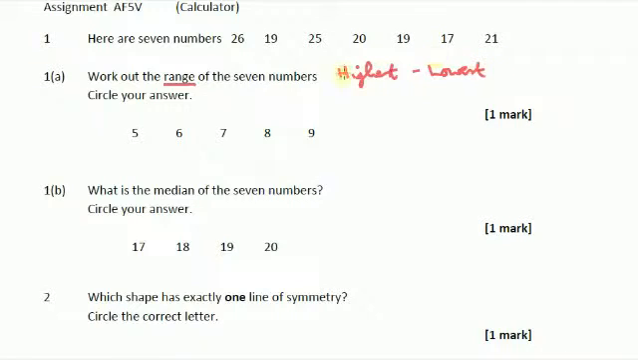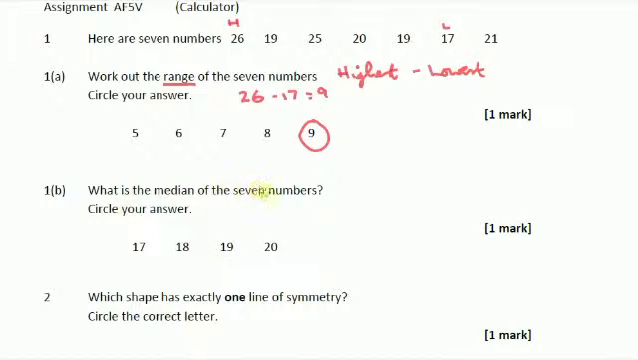So we just have to look for the highest and the lowest. If we look at these, then we see that 26 is the highest, and looking through them again, we see that 17 is the lowest. So we just have to work out 26 minus 17. Equals 9, so there's our answer, 9.